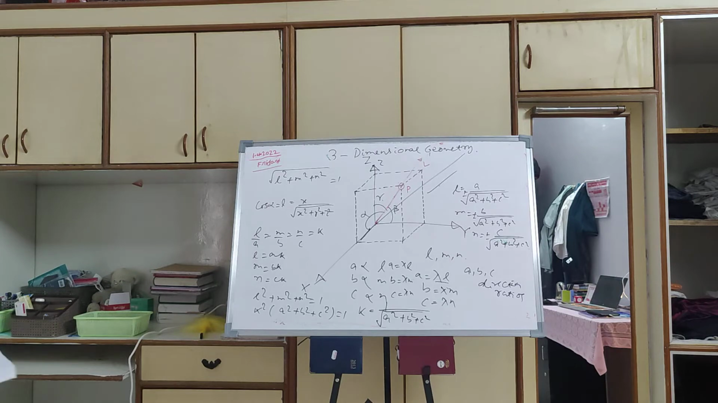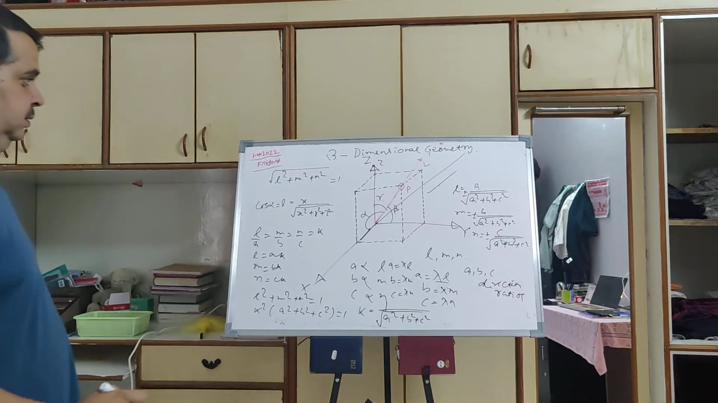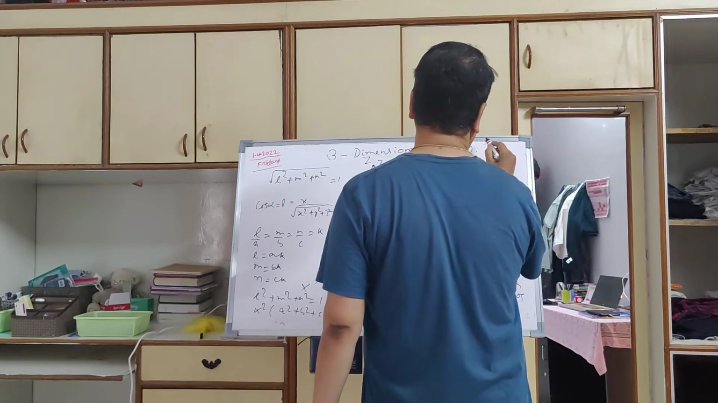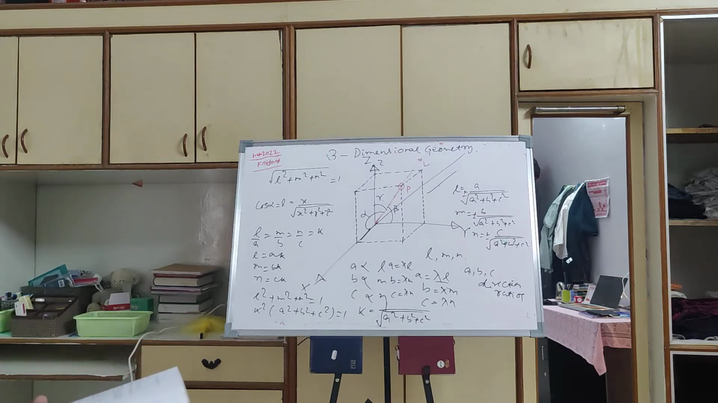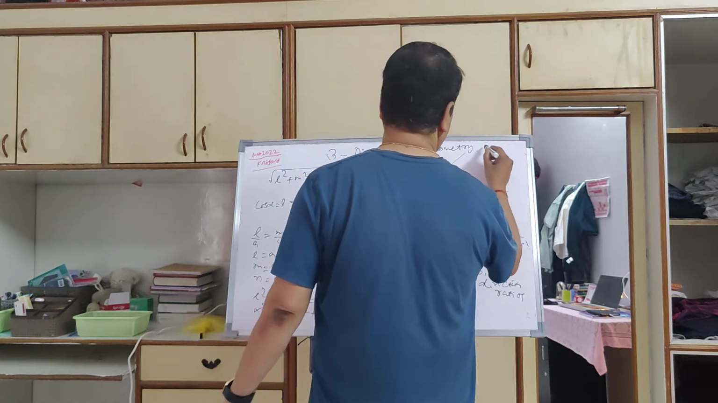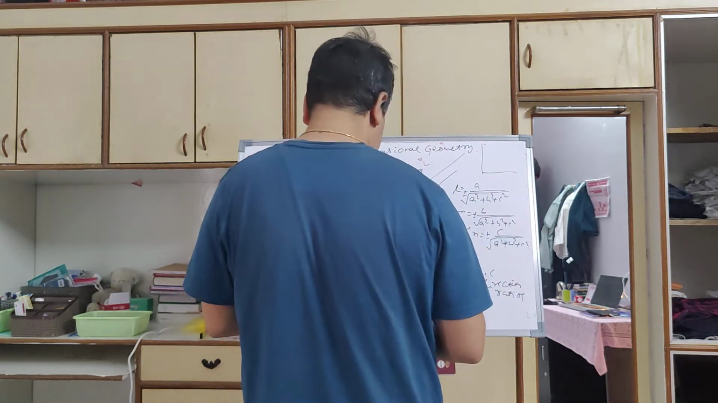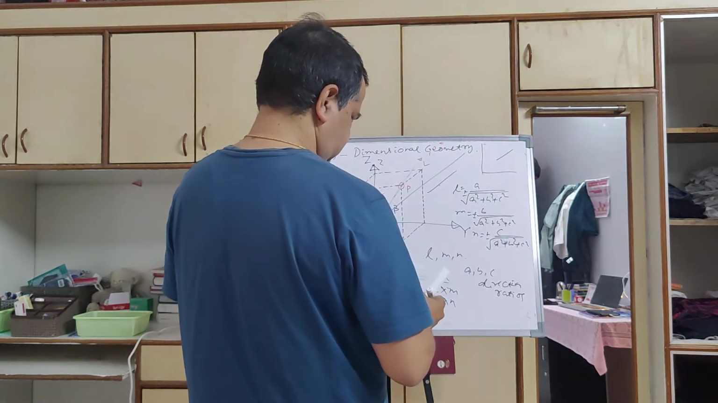Okay. Then direction cosines of a line passing through 2 points. So what will be the direction cosines of a line passing through 2 points in 3D, cos alpha, cos beta, cos gamma? Let us say this is my 3D, and this is my PQ line.